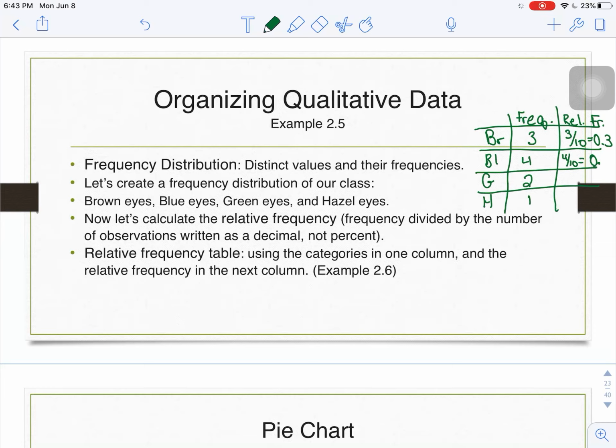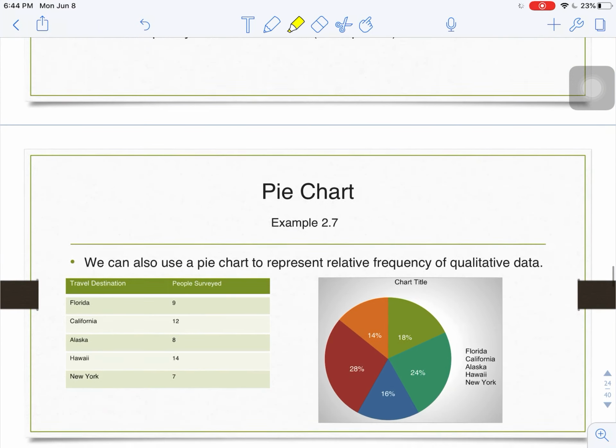I'm sorry, 4. My brain was thinking about reducing the fraction. You'll realize that sometimes I will do that ahead of time where my brain won't always process it. So I'm going to try to catch my mistakes. For green, you have 2 out of 10. So that's going to equal 0.2. And for hazel, you have 1 out of 10, which is going to be 0.1. So your relative frequency, that's going to be these decimals right here.